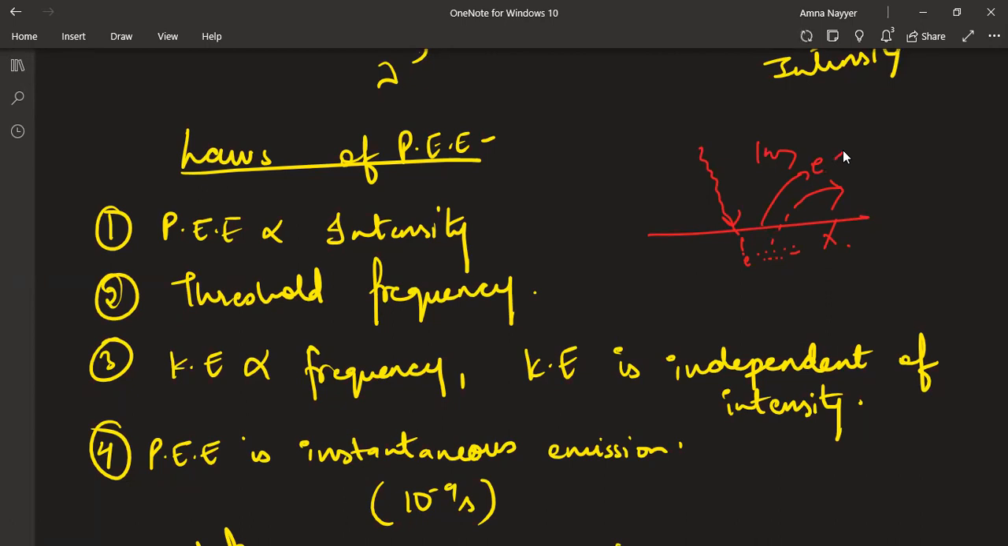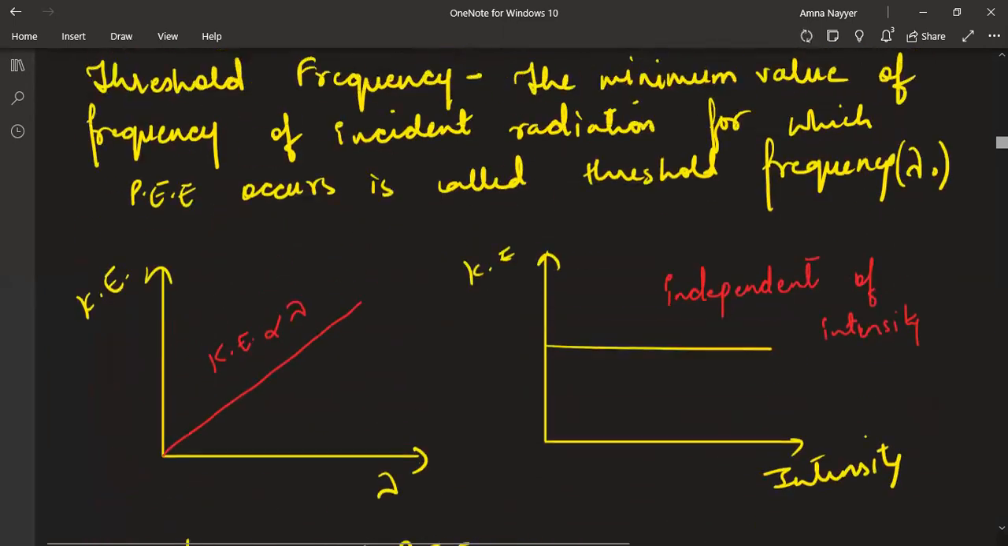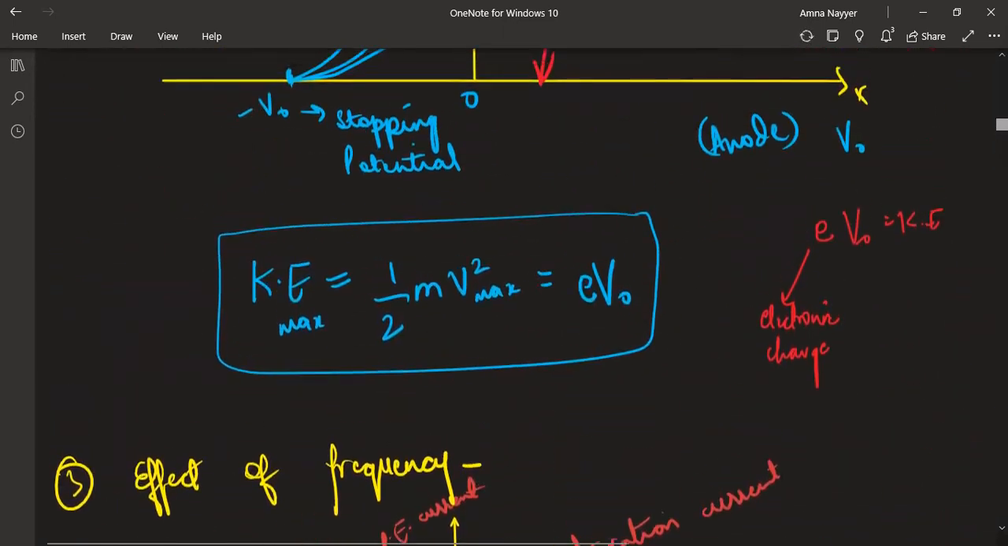So there are four laws. The first graph which we did is actually one of the laws. If it comes separately as a graph, you will write it separately as a graph. If it is asked under the laws, you will mention it under the laws. The laws are: threshold frequency's definition, the kinetic energy graphs, and that photoelectric effect is an instantaneous emission. So these were the five important graphs from which you had the laws of photoelectric effect.